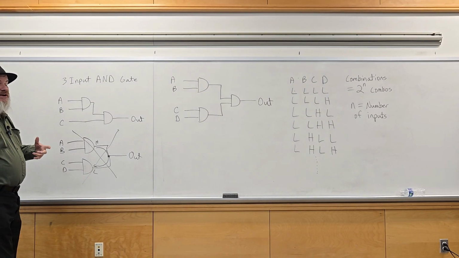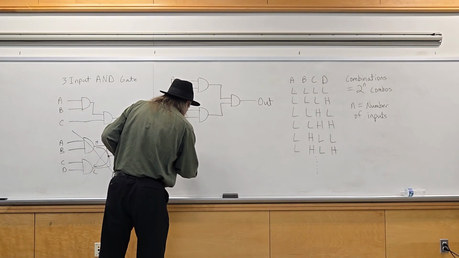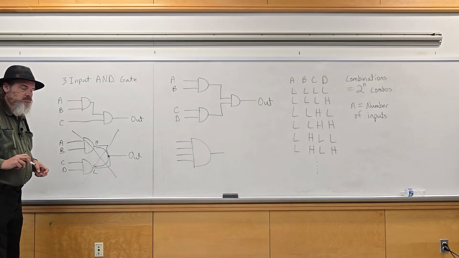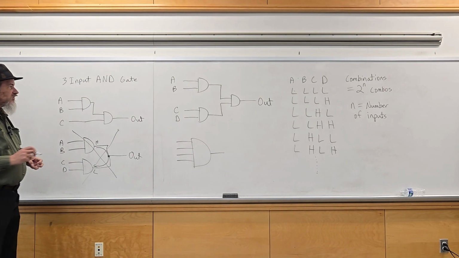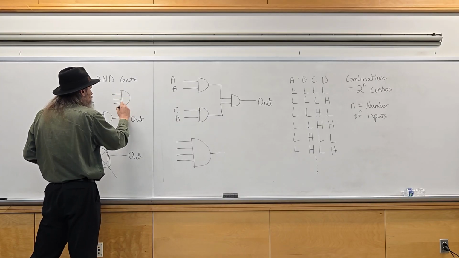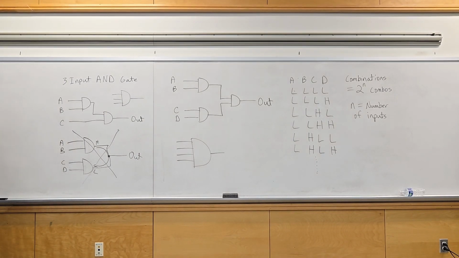If you actually have a 4-input AND gate, the symbol would be like so. Likewise, a 3-input would be like this. So you can have larger inputs depending on what gates you have available to you.